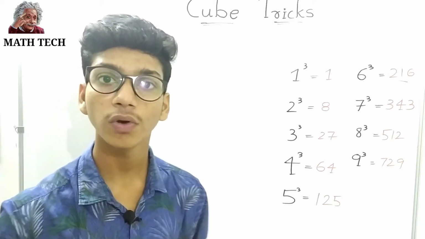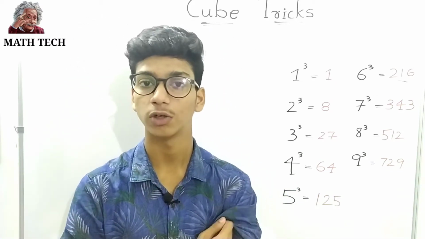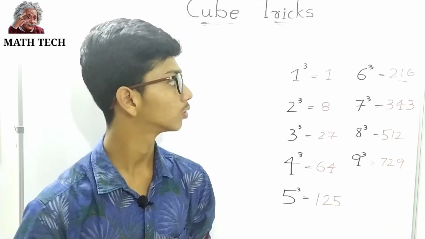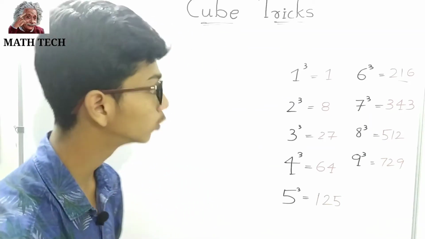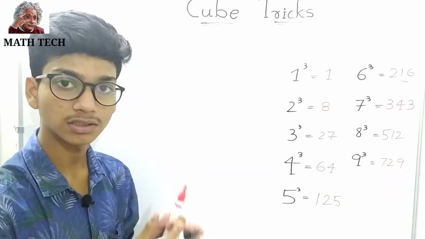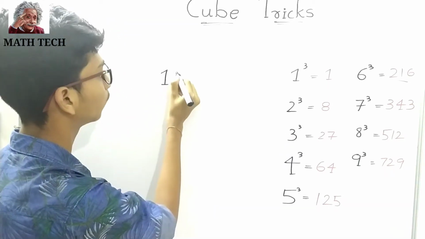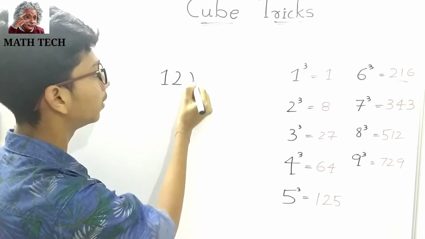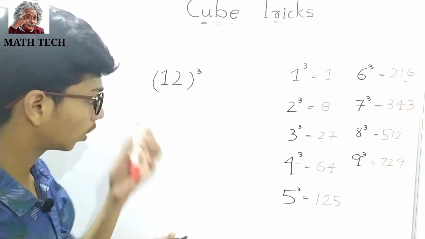In competitive exams, we don't have enough time to find the cubes of some values. So in those cases, these tricks are very useful. To understand this trick, let us take a basic example of a two-digit number, 12.